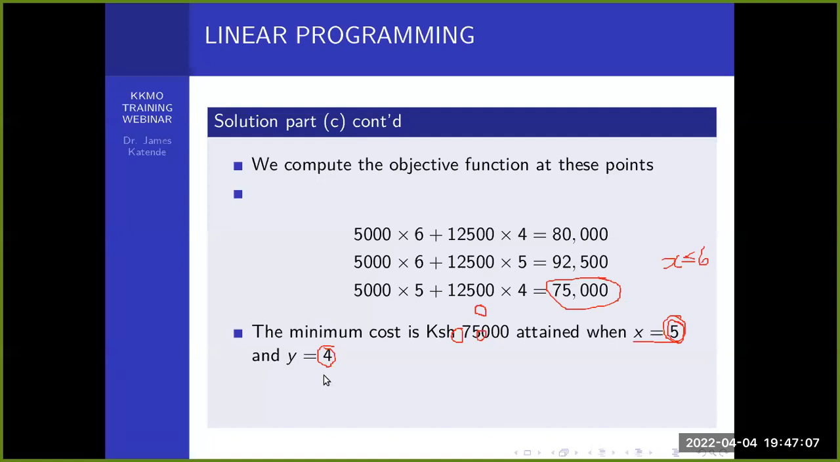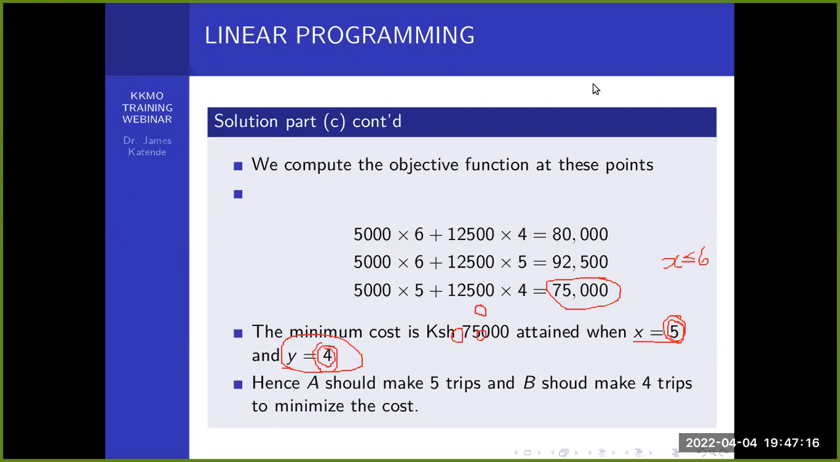And each of the type B lorries will make 4 trips. And that solves our problem.